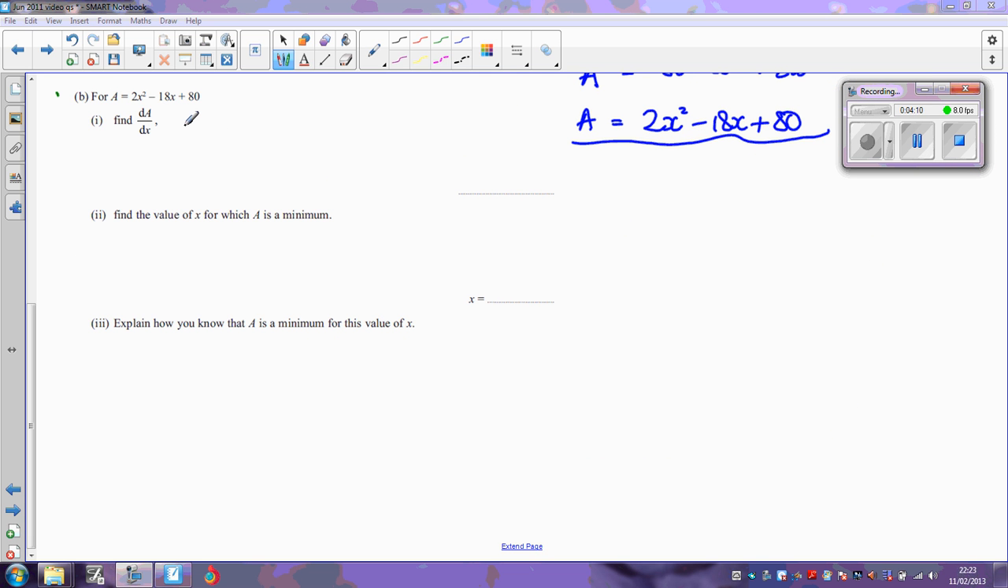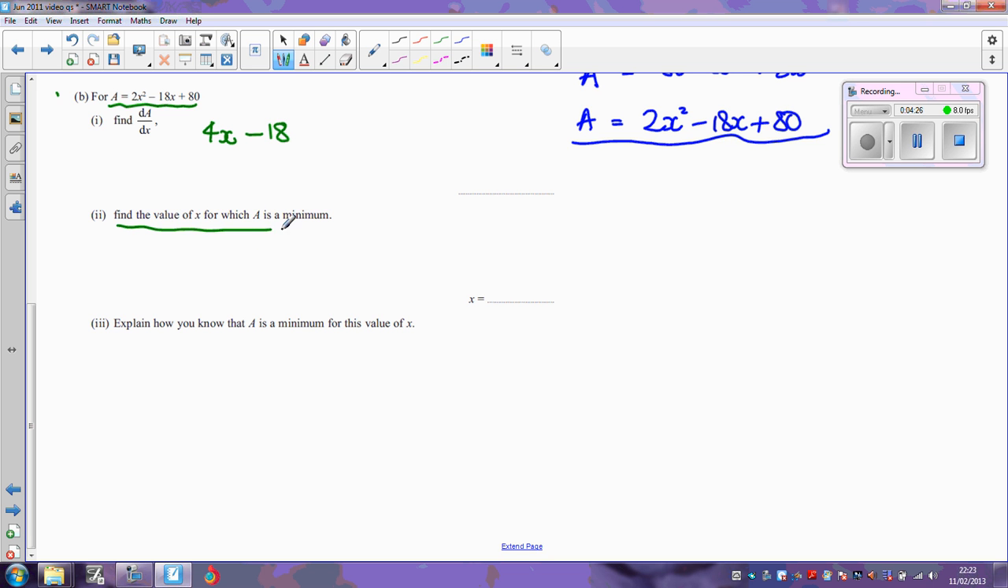Okay, the question now asks us to find dA by dx. And even if you haven't managed to do part A, you can still do this. dA by dx then is simply going to be, so we multiply the 2 times the 2, so that gives us 4x, power reduces by 1, and that just comes out as minus 18.